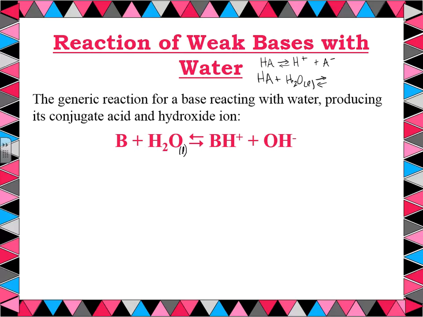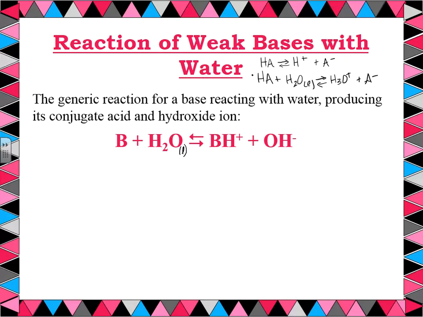Just understand that the water is going to actually accept the hydrogen from the acid. The acid is going to donate the hydrogen to the water, and it's going to form the hydronium ion. Remember, the hydronium ion is the same as your hydrogen ion. It's just the hydrogen ion has a water attached to it. And then that would leave A minus behind.